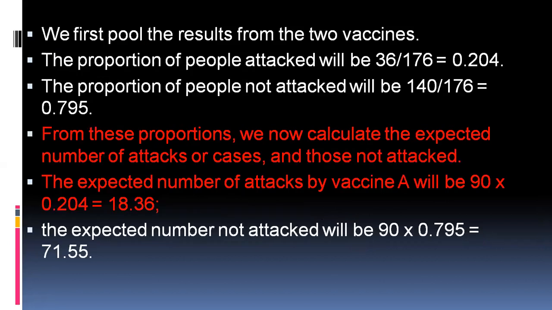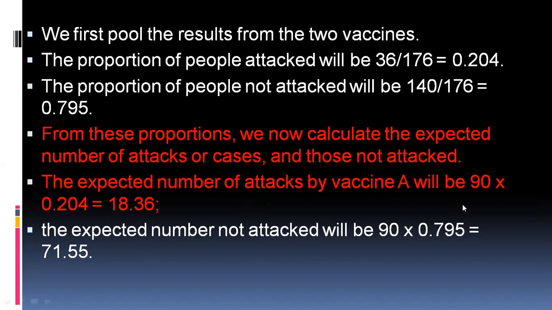We first pool the results from the two vaccines. We calculate the proportion of people attacked in vaccine A, which is 0.204. Then the proportion of people not attacked is 0.795. From these proportions, we now calculate the expected number of attacks or cases and those not attacked. In each group, the observed numbers are given. We need to find out the expected number of attacks in each cell.